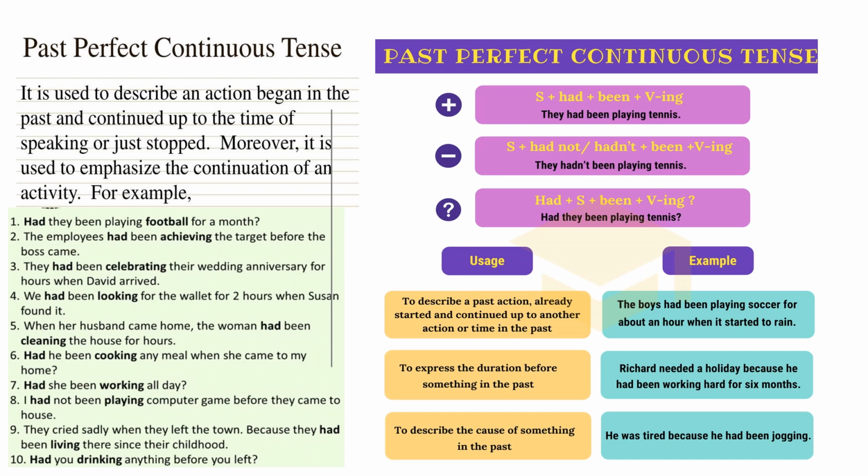To express the duration before something in the past: Richard needed a holiday because he had been working hard for 6 months. To describe the cause of something in the past: he was tired because he had been jogging. Very easy to understand, and hope these examples were useful. So here ends the 4 forms of past tense. Hope you all have understood, children.